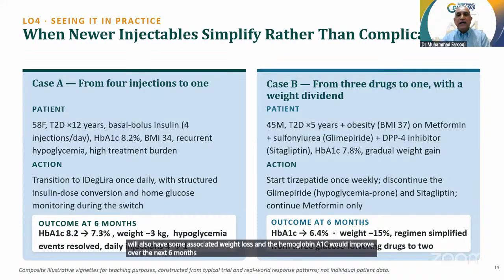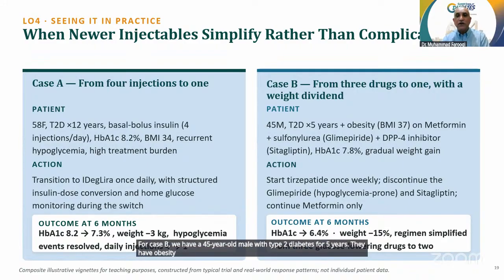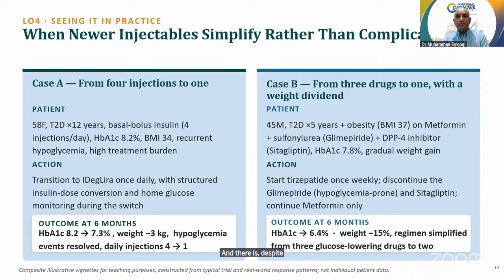For case B, we have a 45-year-old male with type 2 diabetes for 5 years. They have obesity, BMI is 37. He's already on metformin, plus a sulfonylurea and a DPP-4 inhibitor. A1C 7.8, and despite this, there is gradual weight gain.